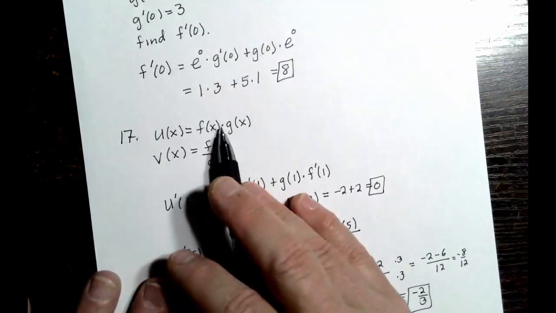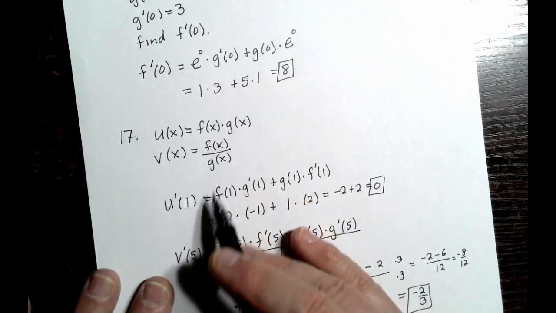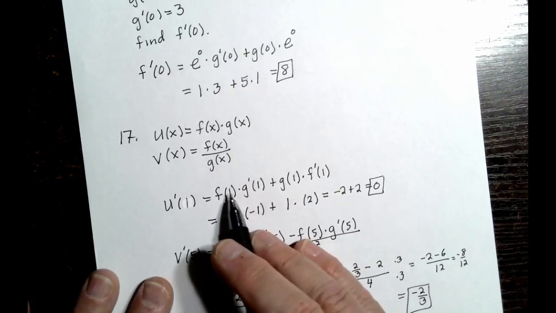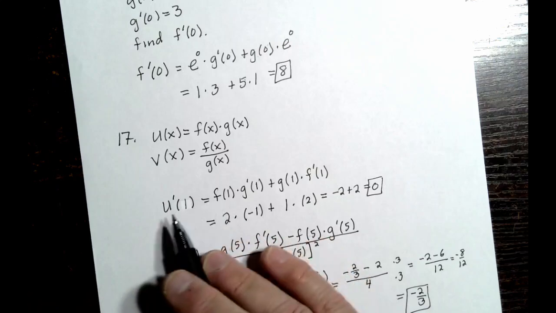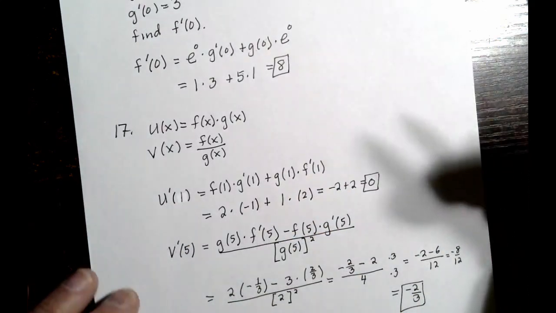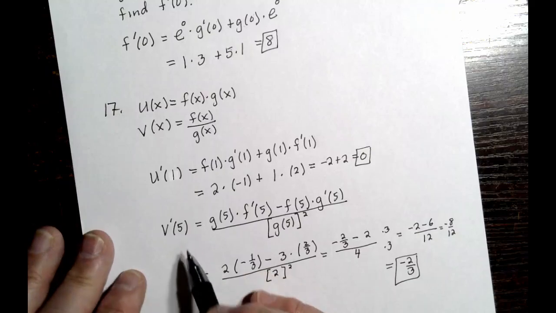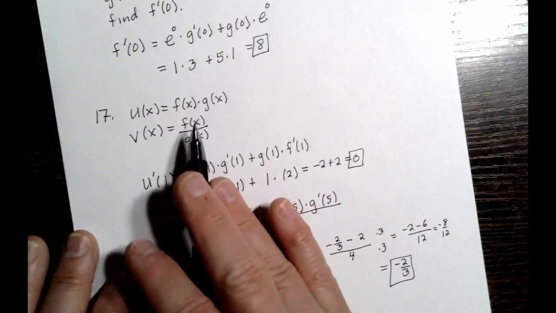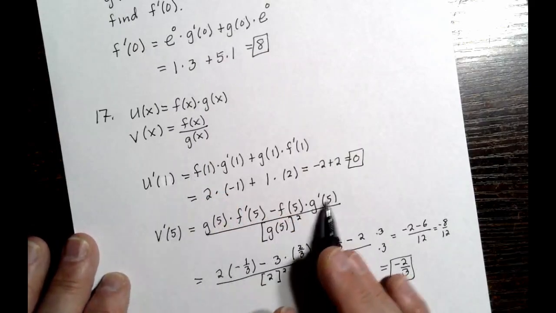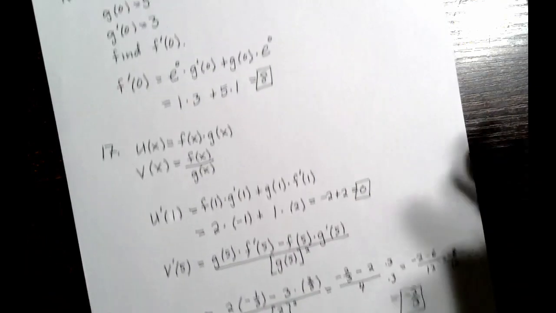Alright, so if u equals f times g and v equals f over g, what's u prime? Well, it's f g prime plus g f prime, and you plug in a 1, and you get all these different values here that they give you. v, it's the bottom derivative of the top minus top derivative of the bottom over the bottom squared, which is exactly what we got here. And you plug in your answers, and you get the answer you get.